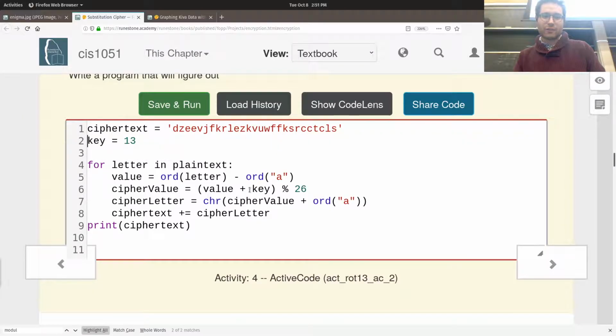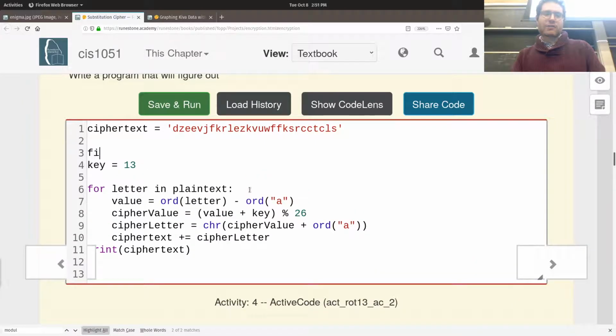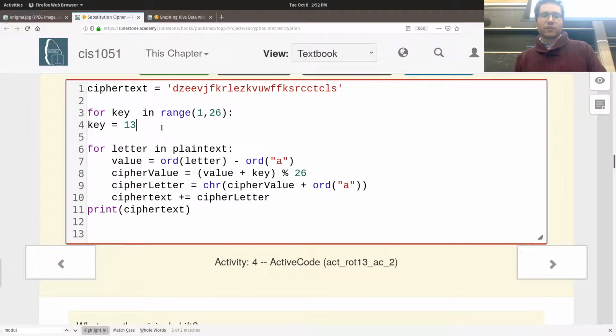So let's modify this code a bit. We want to try 25 different keys. So for key in range 1 through 26. So we want to try those different keys. Yep, we're going to be indenting a lot of this. So we've got our key. Plain text is equal to blah. So we're starting from this, and we want to decrypt out what it is.